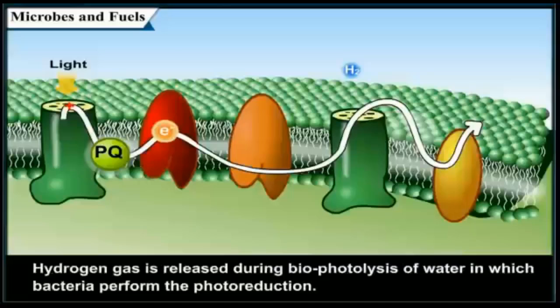So hydrogen gas is released during biophotolysis. Now what does biophotolysis or photolysis mean? It means the breaking up of the water molecule, that is, the water molecule dissociates into molecular hydrogen and oxygen in a biological system, and this happens in the presence of light. And photoreduction means a reaction that takes place in the presence of light.